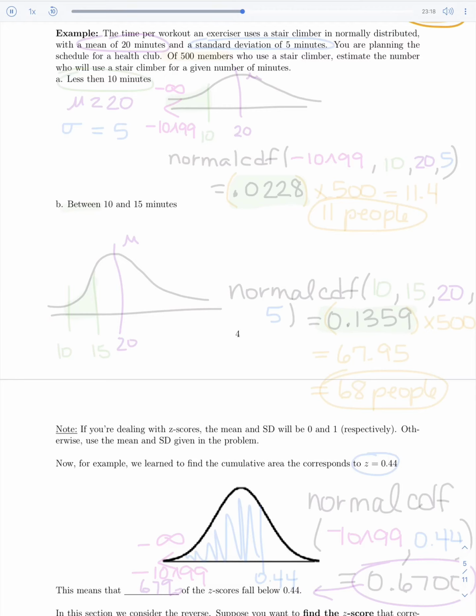Continuing along, let's take a look at the next example. The time per workout an exerciser uses a stair climber is normally distributed with a mean of 20 minutes and a standard deviation of 5 minutes. So let's go ahead and copy that down. The mean is 20 minutes, and the standard deviation is 5 minutes.